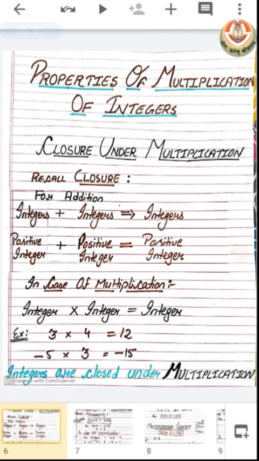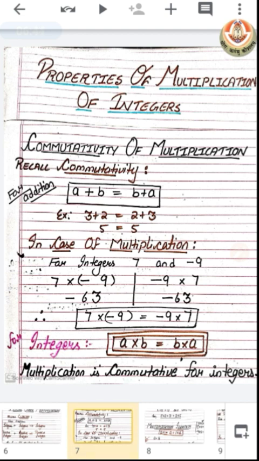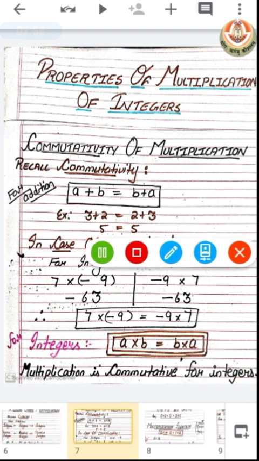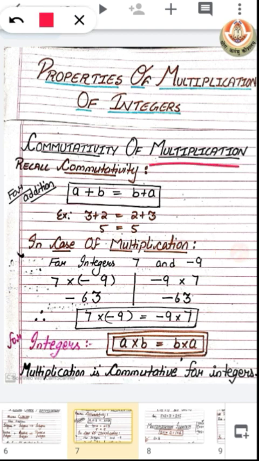Let's move on to another property, which is commutativity. This property we also learned in the previous class, but for addition and subtraction. Now we are going to learn this property for multiplication. For that, we first have to recall what commutativity actually is. We can easily understand it with an example for the case of addition. Commutativity says that if we add two numbers and interchange their places, the answer in both cases will be the same.